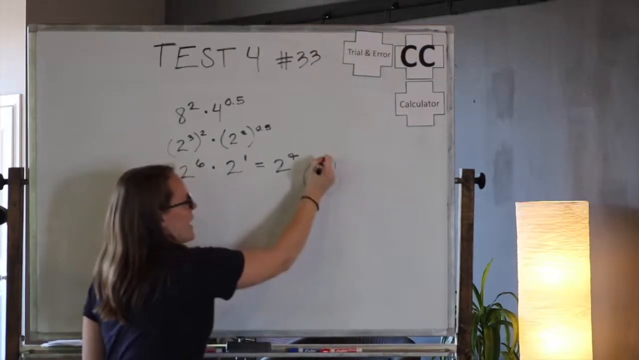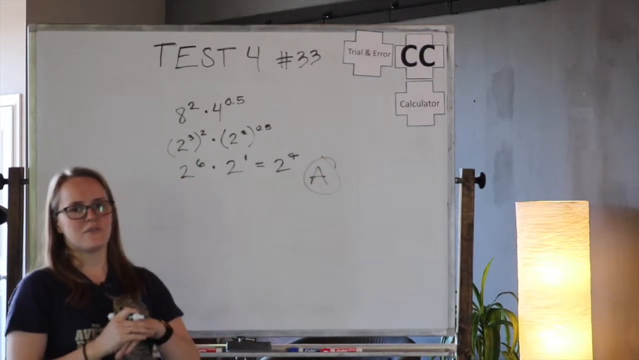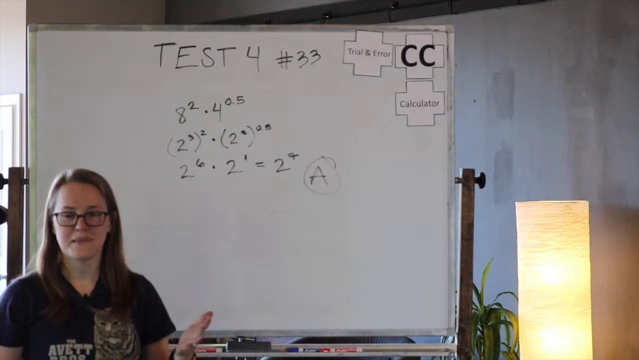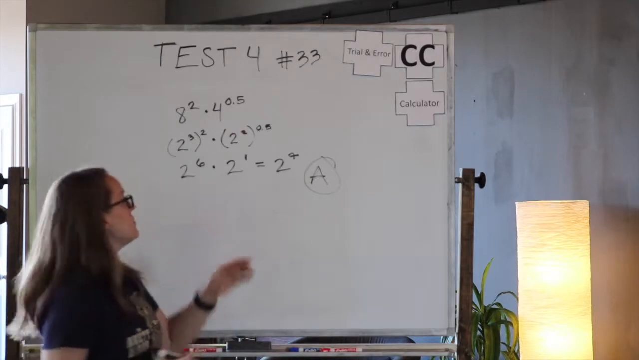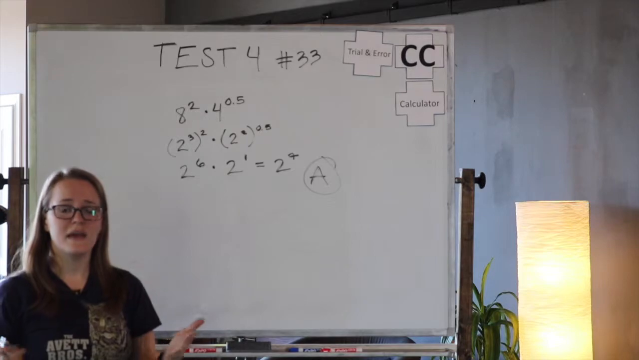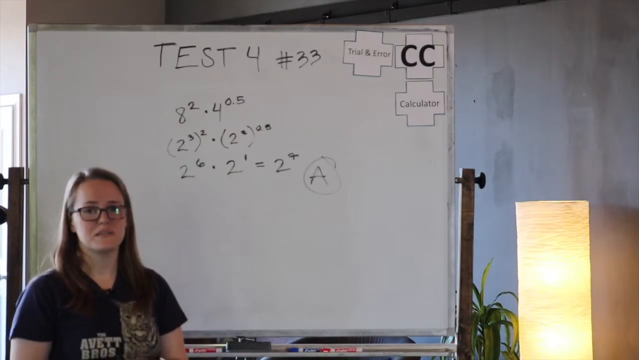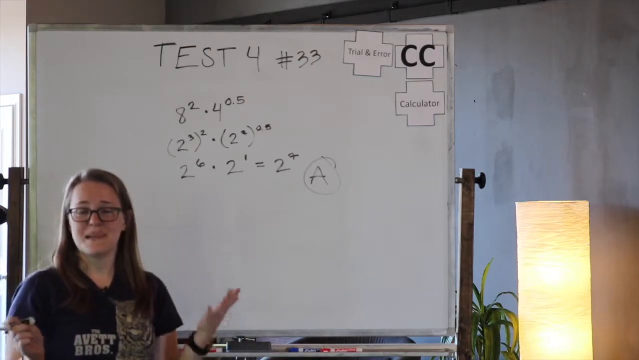option A. Now let's say you don't remember your exponent rules, you're worried about combining these or making a mistake. The other way to do this is to use your calculator. Literally plug in this first term, 8 squared times 4 to the 0.5, and then you can plug in the 5 options and see which one gives you the same result. And it'll be super easy because it's option A.